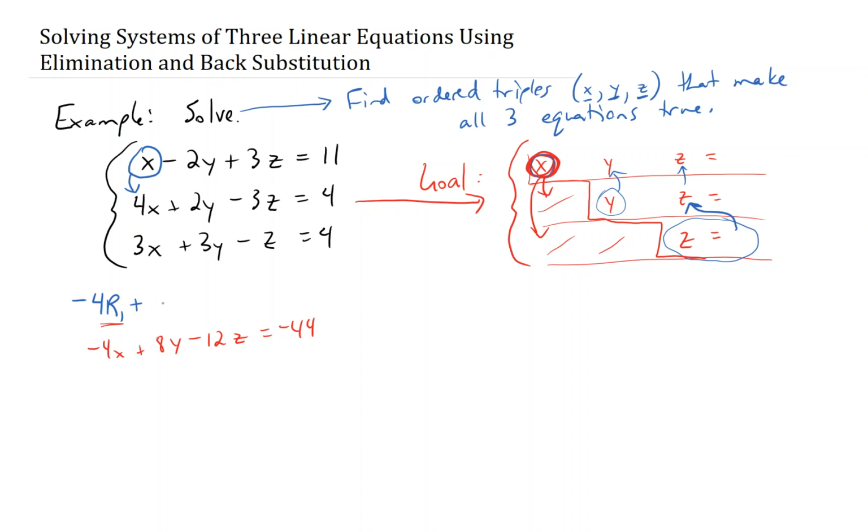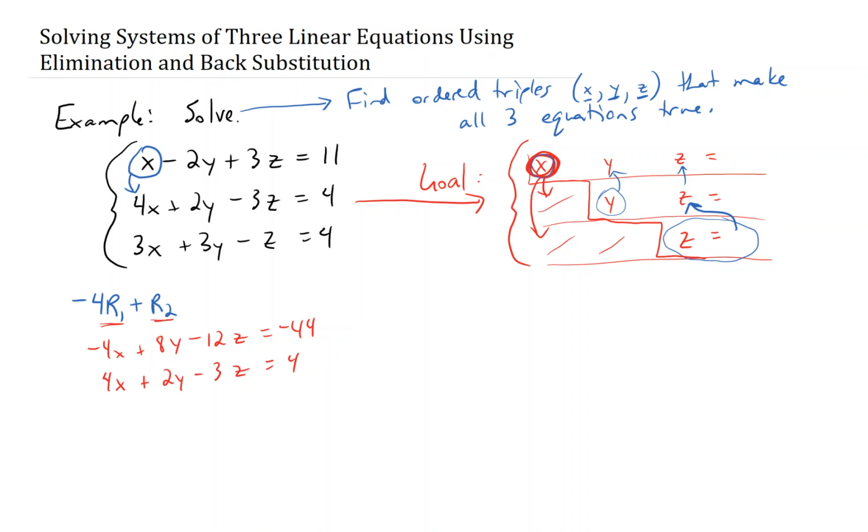And then I want to add to that row 2. Okay? So I'll copy my row 2 underneath. Sorry, let me use red here. 4x plus 2y minus 3z equals 4.